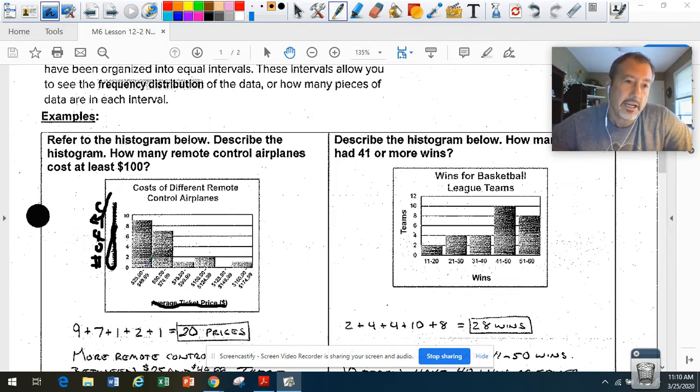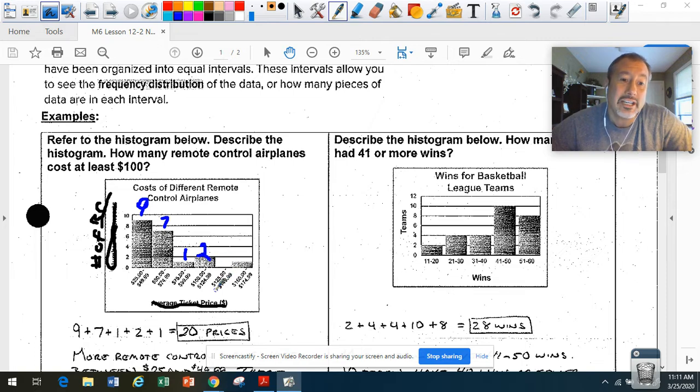As we're looking at here, we're saying, okay, how many remote control airplanes cost between $25 and $49.99? We can see there are 9 of them. So there are 9 there. How many remote control airplanes cost between $50 and $74.99? That would be 7. How many cost between $75 and $99.99? There's just 1. And how many are from $100 to $129.99? That would be 2.